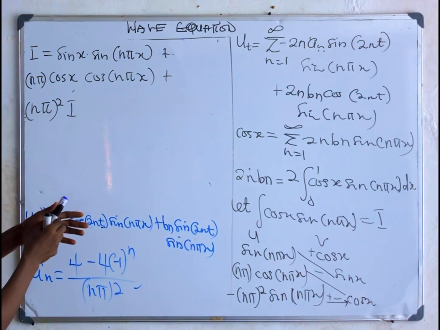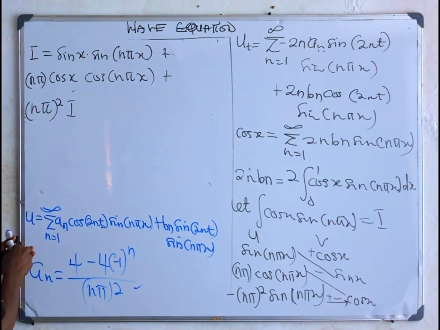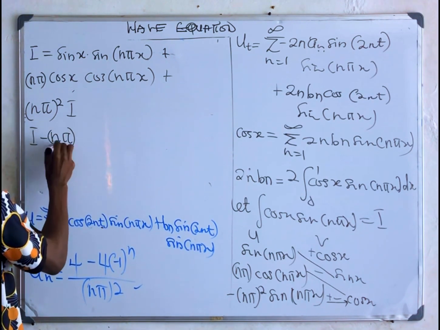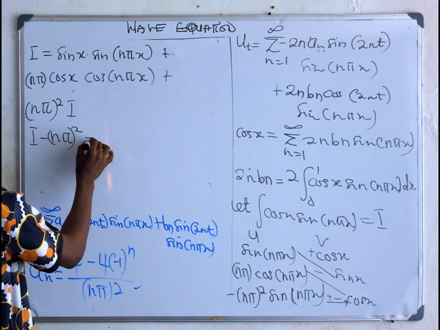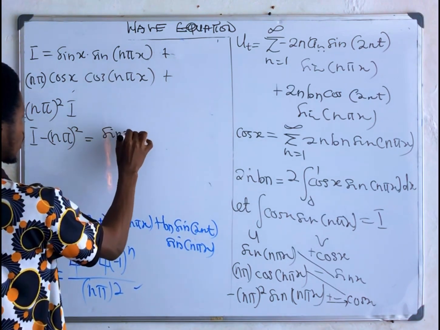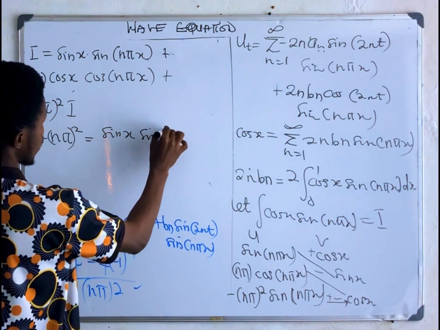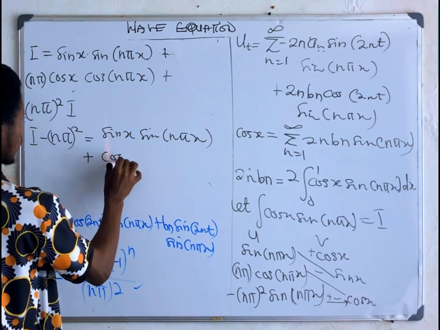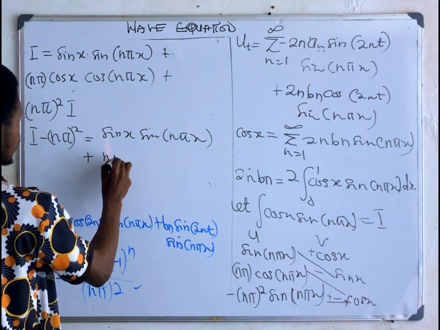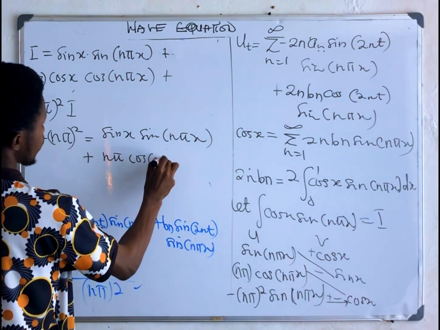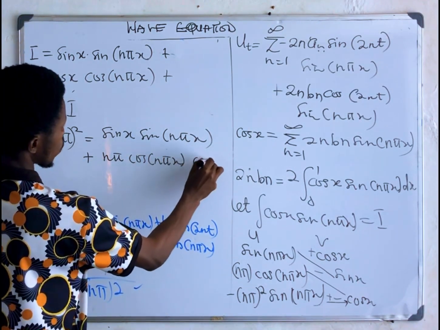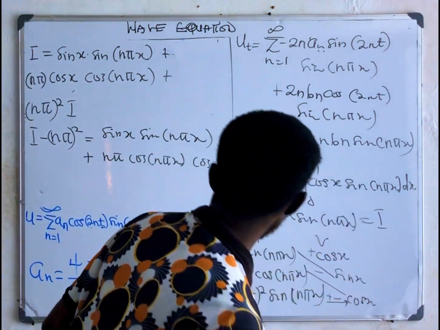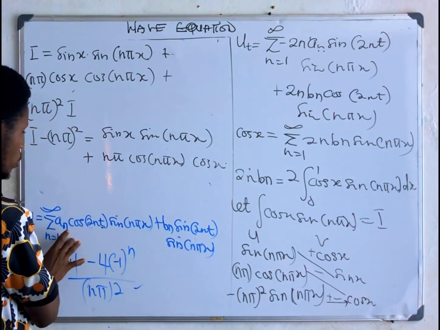So now grouping like terms, there's I here, there's I here. I can send it there. If I send it, I'm going to have I minus n pi squared I is equals to sine x sine n pi x plus n pi cos n pi x cos x. Is that okay? So this is what I have. I will not clean this one because I'll use it later.